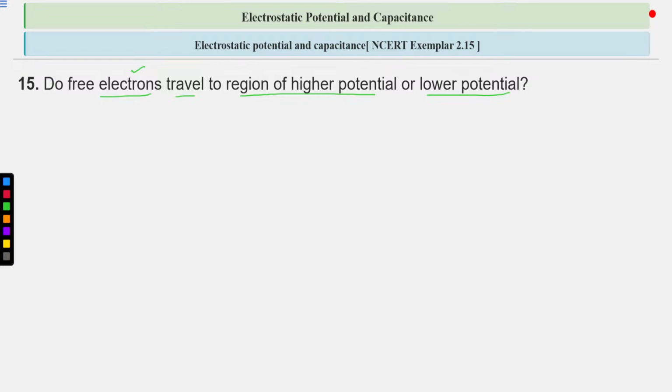So electric field is from higher potential to lower potential. Positive charge moves in the direction of electric field, so it will go from higher to lower potential. But negative charge moves in the reverse direction. So let's see the answer. I will give you some time to think about it.